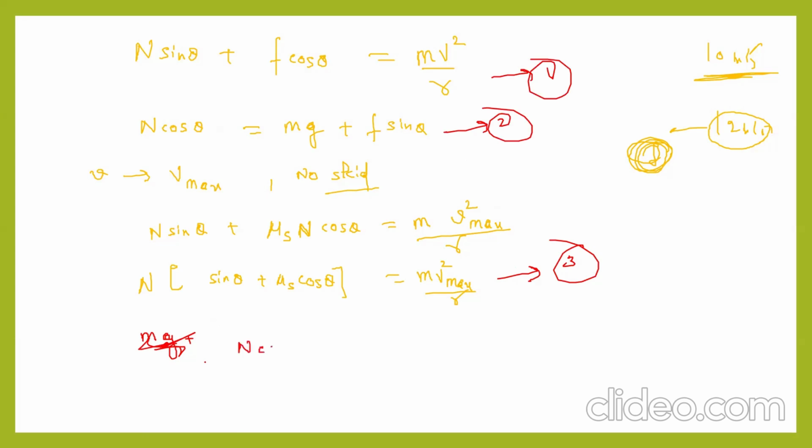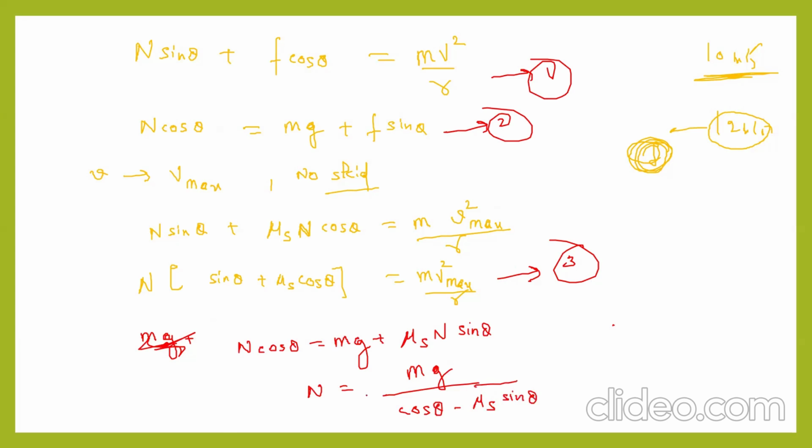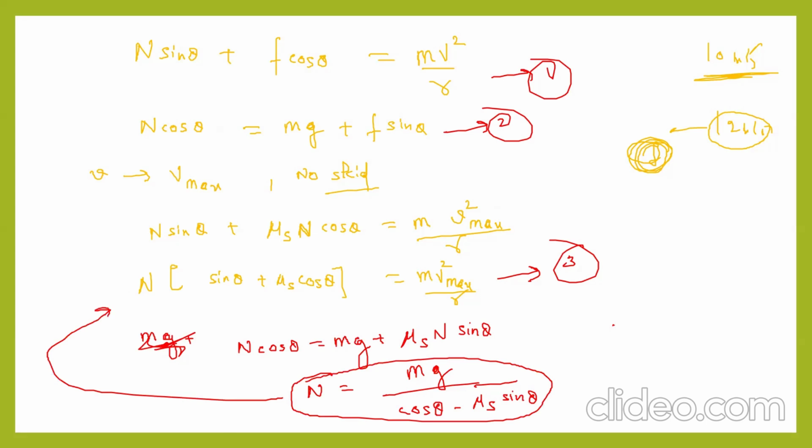n cos theta equals mg plus f. F will be mu s n sin theta. Okay, Dinesh? I need to find this n. n will be mg by cos theta minus mu s sin theta. Okay, Dinesh? Okay, sir. This is the value of n. Now put this value of n, you will get the maximum velocity.